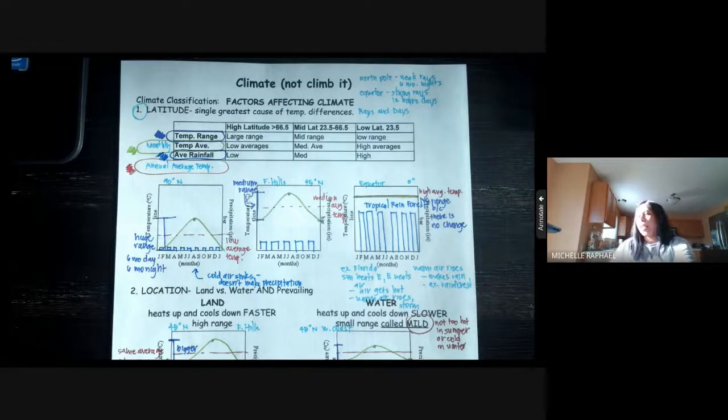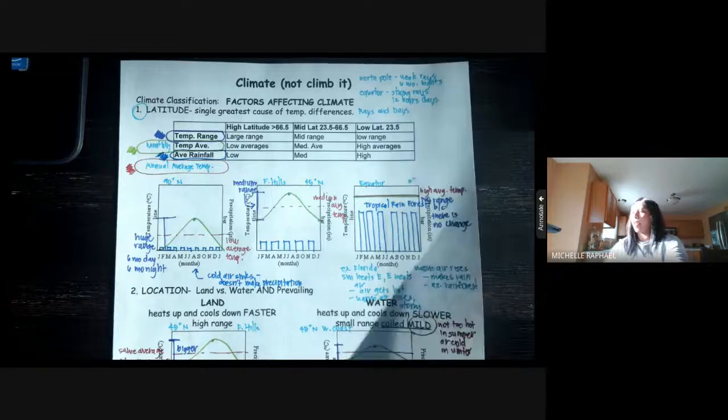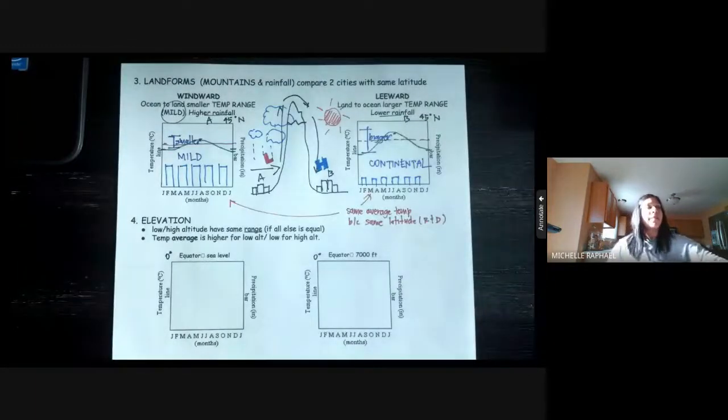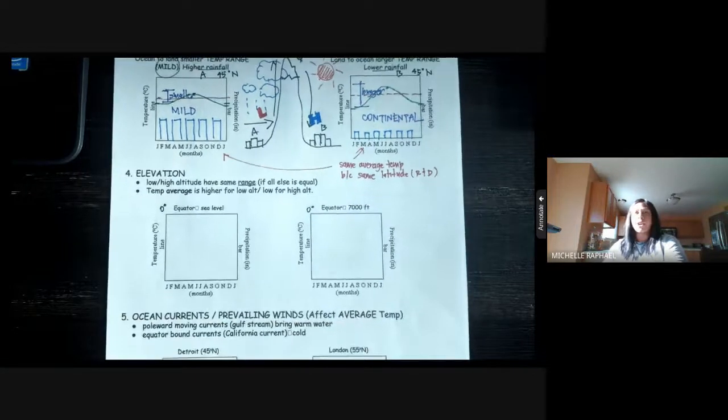We looked at last week 3 of the factors that affect climate: 1, latitude; 2, location; and we left off with number 3, landform. So today we're going to focus on elevation.